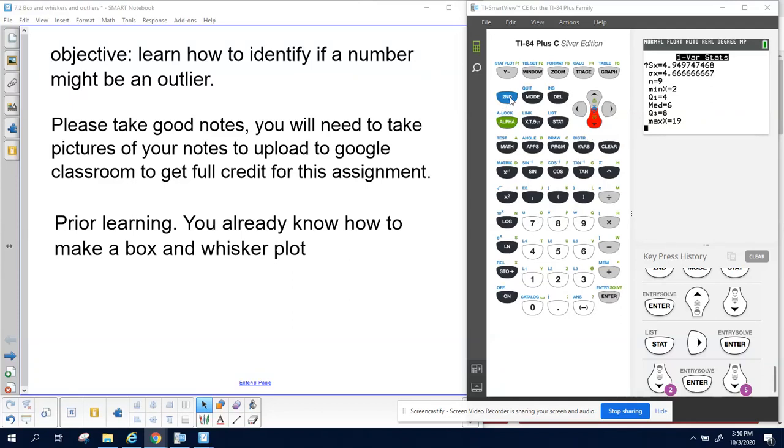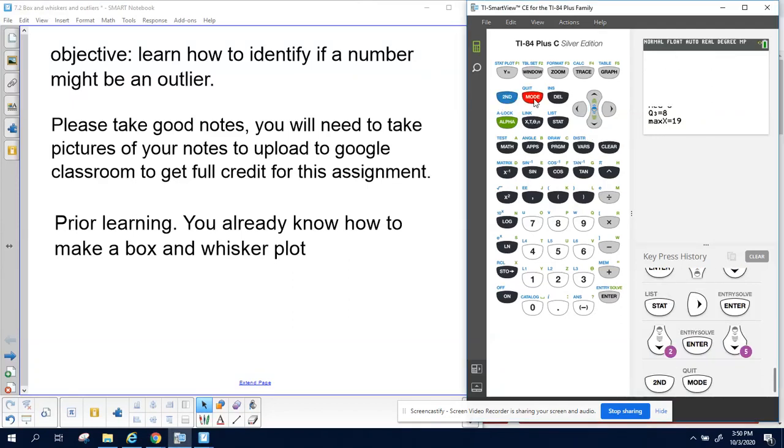In this video, we're going to discuss how to identify if a number might be an outlier to the data set. Please remember to take good notes. You're going to find that it's going to help you for your test, and you're going to need to upload the pictures of your notes for today's lessons to Google Classroom in order to get full credit.